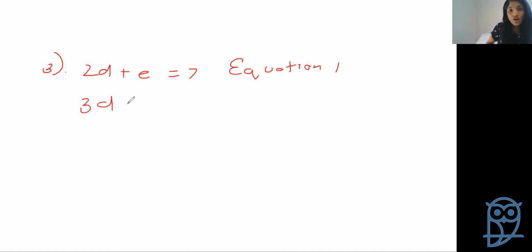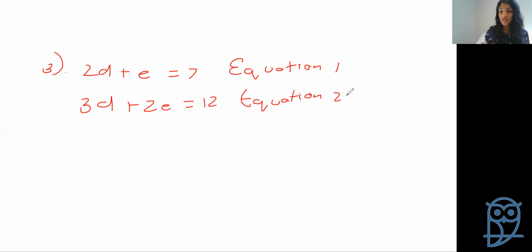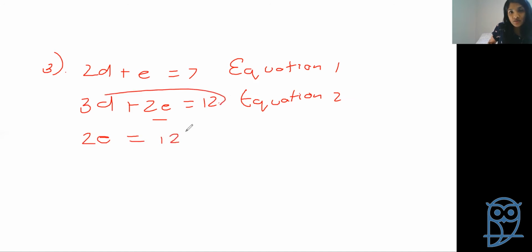So number 3 says 2D plus E is equal to 7. And we're going to call this equation 1. Okay, and then 3D plus 2E is equal to 12. And we're going to call this equation 2. Once again, we're going to start with equation 2 first. And we're going to say 2E is equal to 12, transferring over, minus 3D. And that's now equation 2.